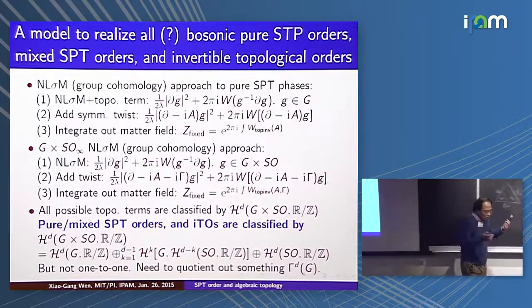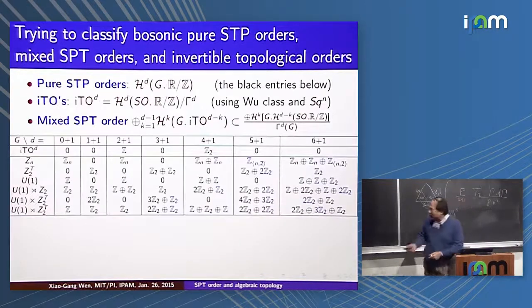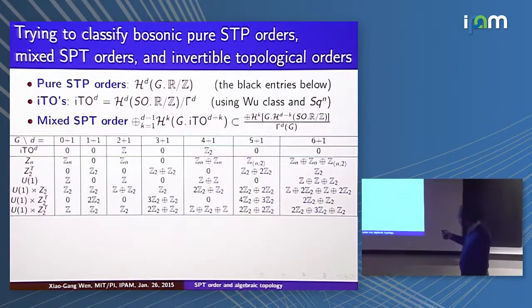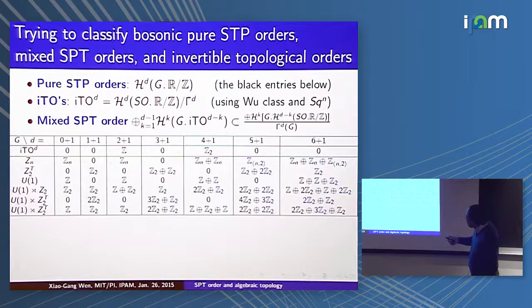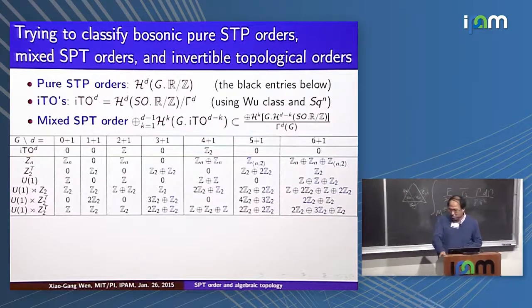And so if you do the exercise, you get some table like that. The black entry is the old result of the group cohomology of the pure symmetry group. The blue entry and the red entry are the mixed ones, and the first line is the so-called invertible topological order. Okay, I will stop here.